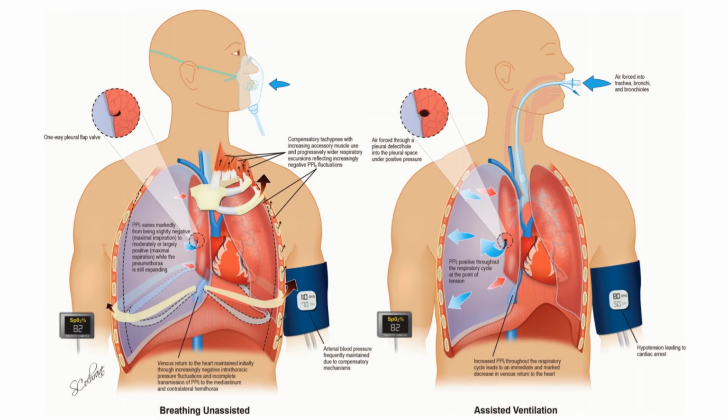So if we're talking about a unilateral pneumothorax, which most pneumothoraxes are, they have these very wide respiratory excursions. So they have this negative intrapleural pressure that helps to stave off hypotension, at least for the first few minutes, sometimes hours. Then we have to think of the patient who is breathing on assisted ventilation.